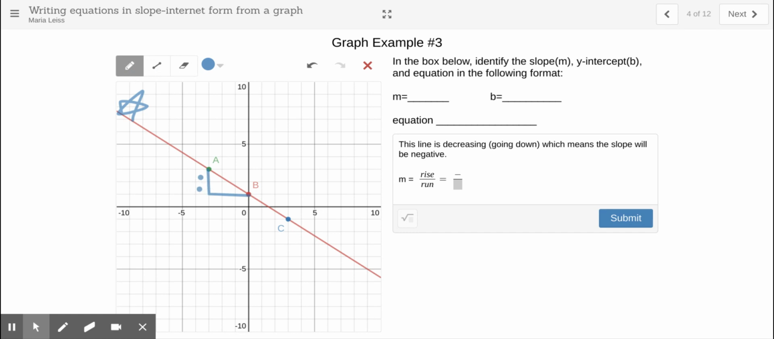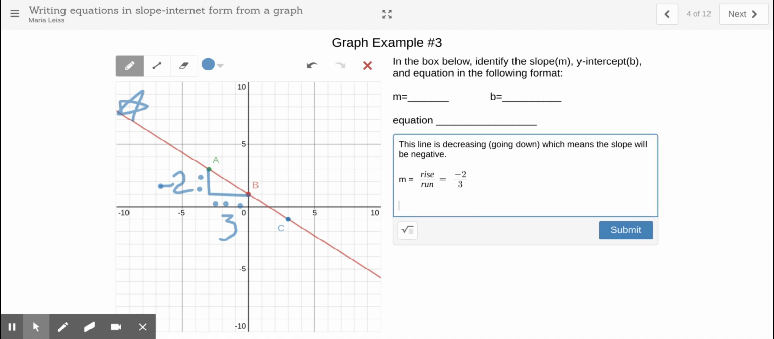Get my pencil, count my rise and run. 1, 2. So if I come over here, it's a -2. My run is 1, 2, 3. It's a +3 because it's always positive because we're running. So negative because it's down. The run is 3. So my slope is -2/3. Now I need a y-intercept. If I look at my graph, it crosses right there. And this time, it's 1 above the 0. So my y-intercept is a +1.